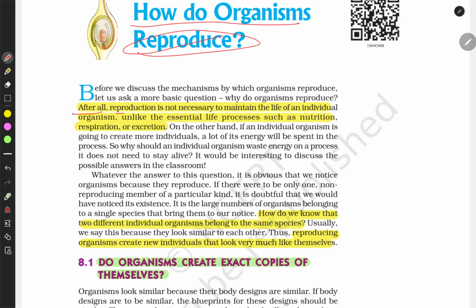After all, reproduction is not necessary to maintain the life of an individual organism, unlike the essential life processes such as nutrition, respiration, and excretion. Nutrition, respiration, and excretion are necessary to maintain the life of an individual.